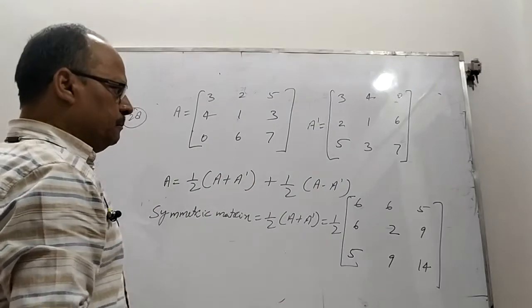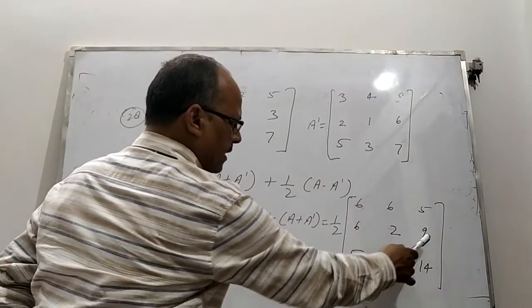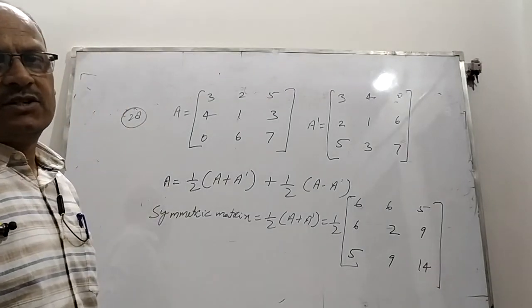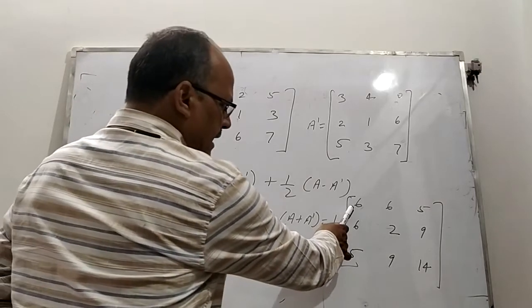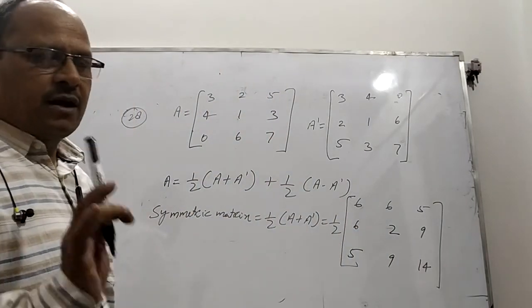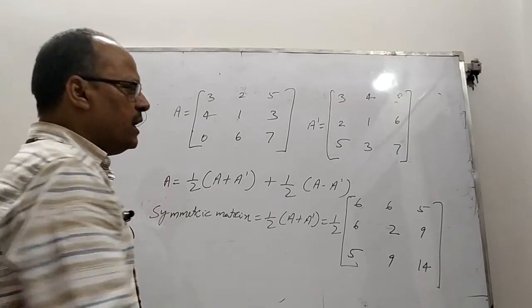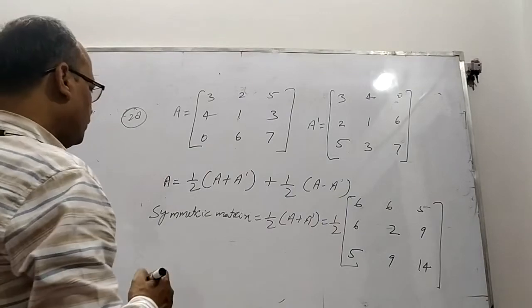Now look here: 6, 6, 5, 5, 9, 9. It means this is the symmetric matrix. I have told you, at least one of the diagonal elements is not equal to 0. Take care of this; all three should not be 0. Here all three are given, no problem.